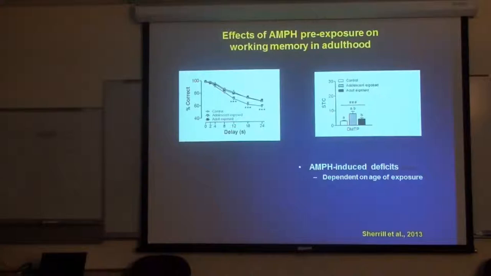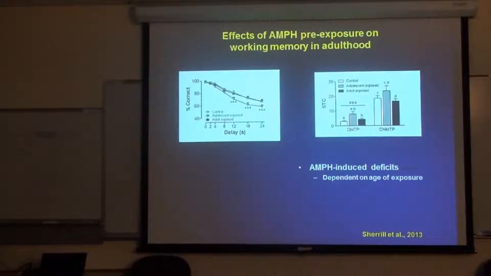Everybody eventually gets to that criterion, but the adolescent exposed animals take longer to get to that criterion. If we do the reversal and continue to train them, it takes a long time to get to criterion because for a long time they maintain their original strategy. But still, we have a situation where our adolescent exposed animals take longer to reach criterion than our adult exposed animals. Okay. So the amphetamine effect is dependent on age of exposure.